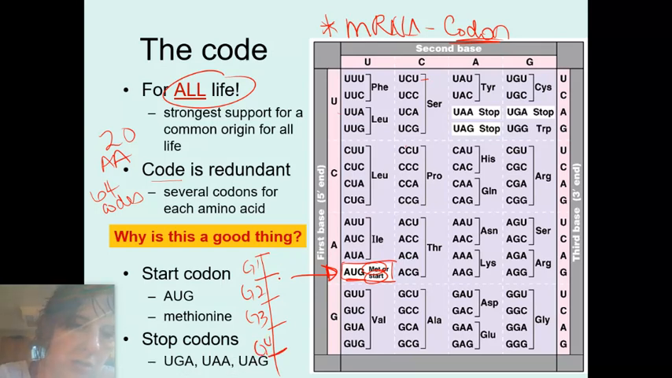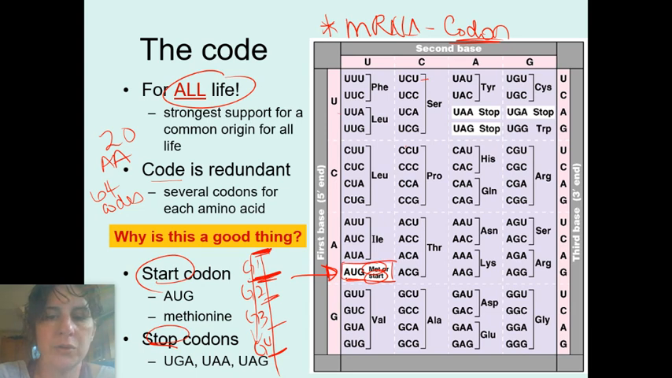If there was no start and no stop, you would just continue coding every single time all the way down the chromosome. So what we want to do is say, hey, this gene starts here, start codon. This gene stops here, stop codon. And then you would have a new start and a new stop for the next one. So it specifies the beginning and the end for each gene.